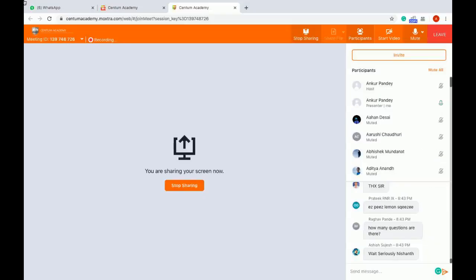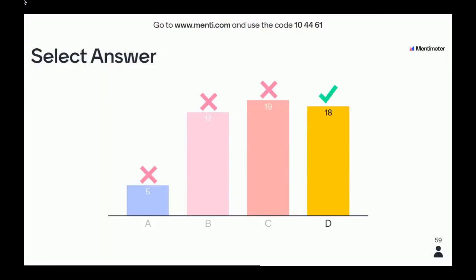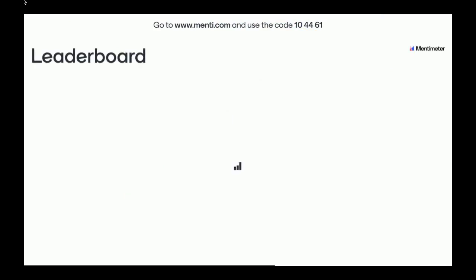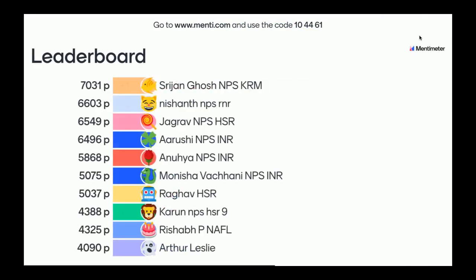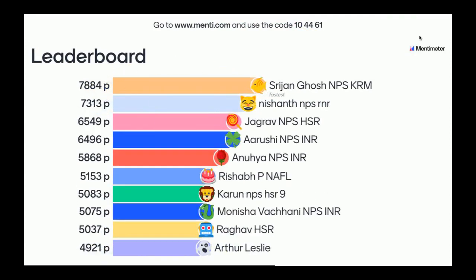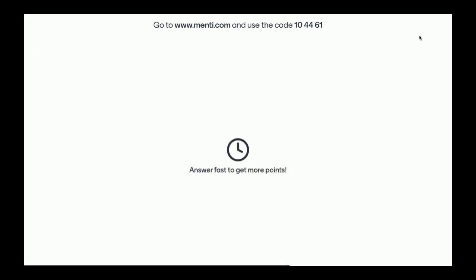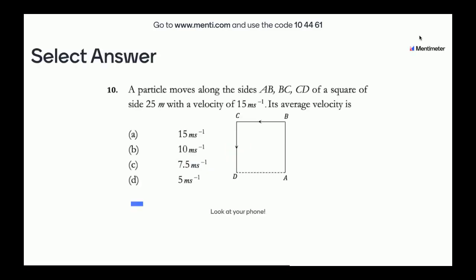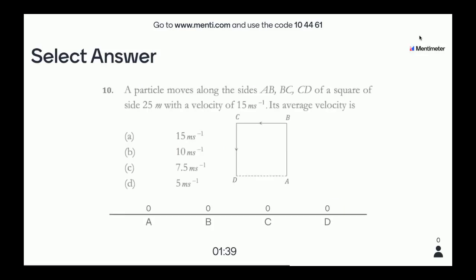Moving on to the next one. And before that, the leaderboard. Srijan, Nishant, Rishabh. Very good, Rishabh taking a leap. Karun, very good. Jagrav, Arushi, Anuya are maintaining a tight competition among themselves. Very good, very healthy. And here we go toward the next question. Better that you can see on your screen. If you are not able to see, no problem. There are 15 questions, okay?